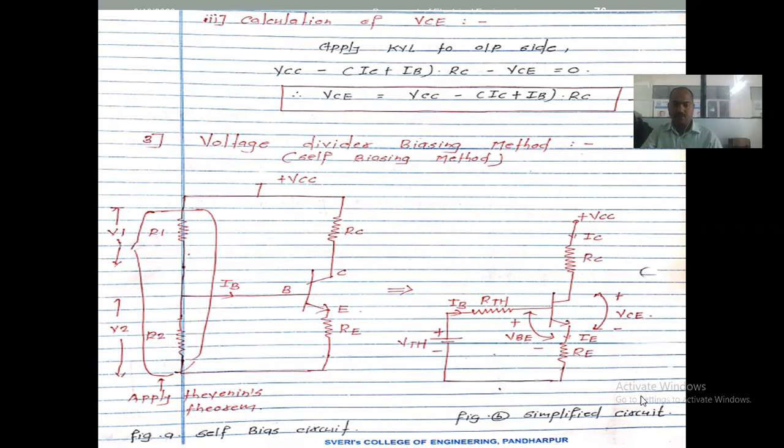Now this should be applied to the transistor, right? All other things are the same. This is the simplified circuit of the voltage divider biasing. This is for the purpose of analysis of this particular configuration. If the analysis is done using the original configuration, the complexity is more, so we analyze it by this method.